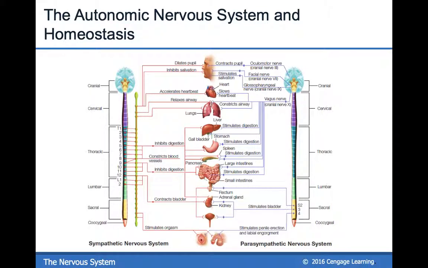It'll contract your bladder, so you may pee yourself. And as it says on the bottom, it will stimulate an orgasm if it's the right type of stress. Probably not a tiger. But other types of fight, flee responses will increase arousal.